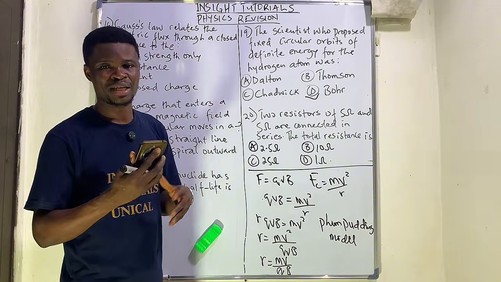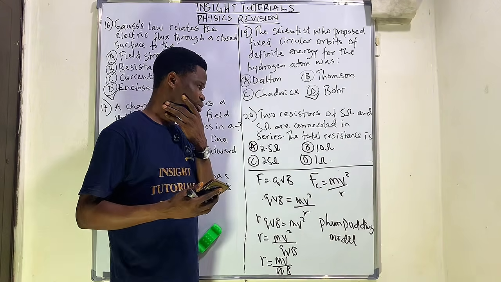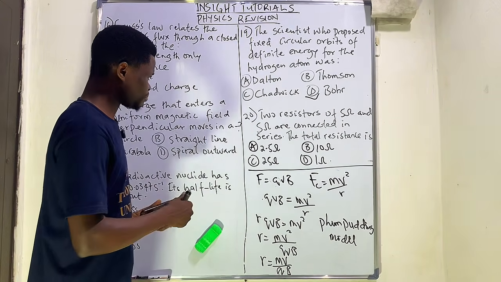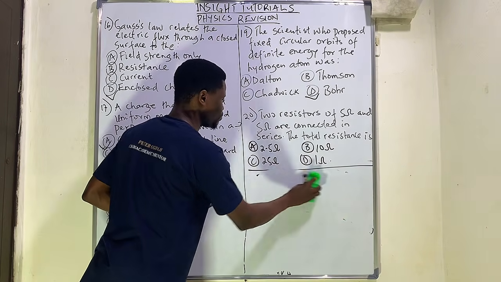They talk about the earliest speaker of atomic theory, which is Dalton. Question 20 says, let me make space, because we need to solve that particular question.